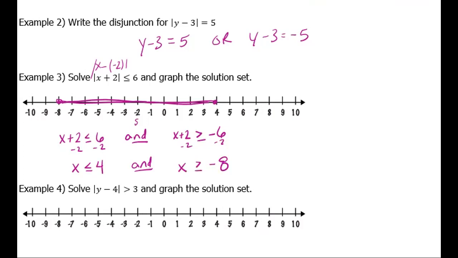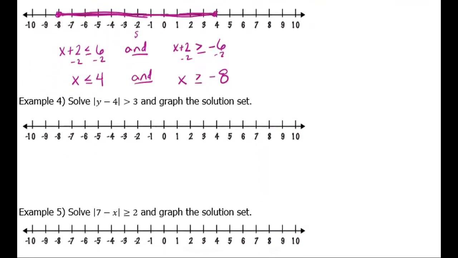So let's check our work. X is less than or equal to 4. So here it is at 4, less than. And x is greater than or equal to -8. Here it is at -8, and it goes forward. So we have two ways to think about it now. The distance between x and -2 is less than 6. Or we can write them both out, where we would take away the absolute value, and it's either 6 or -6. When we use the negative, we switch the direction of the inequality.